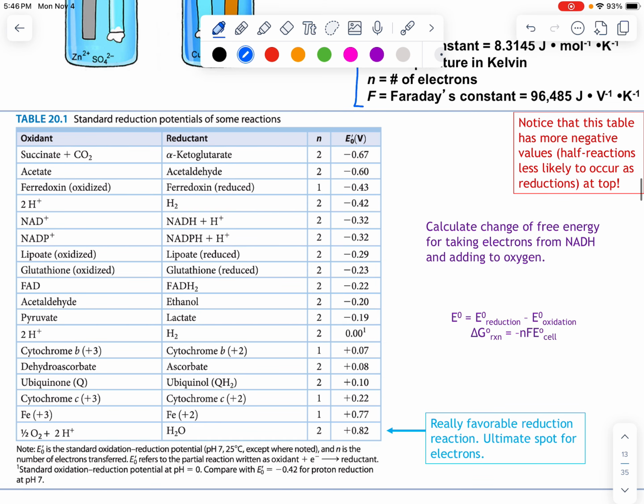Couple things to note. So it looks a little different when we're looking at our half reactions now. One thing I want to really highlight is that this table has the more negative values up top. So the things that are less likely to occur as reduction reactions are up top. And if you come down here, notice that oxygen reacting with hydrogen to form water is a really favorable reduction reaction. So this is where the electrons really want to be. This is the dumping point for all those electrons.